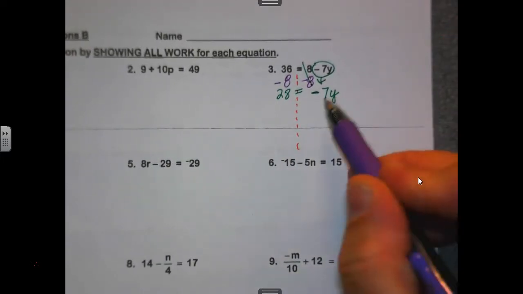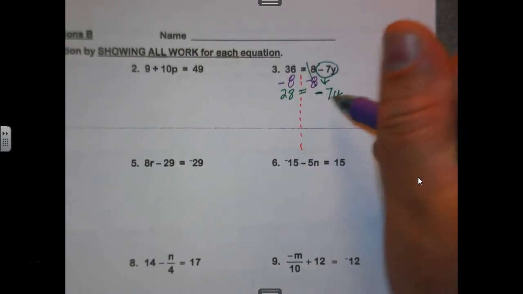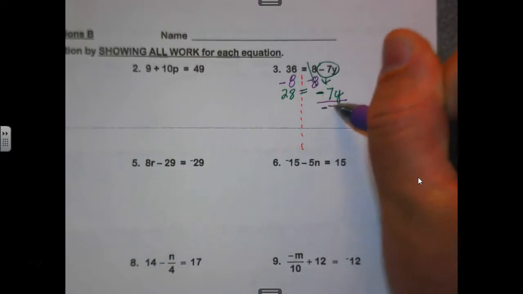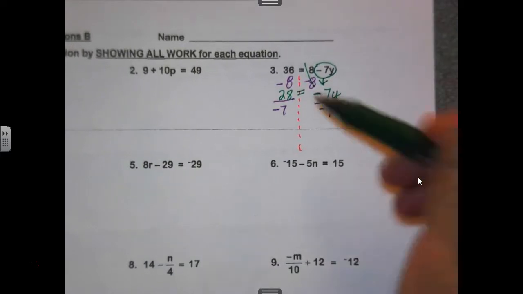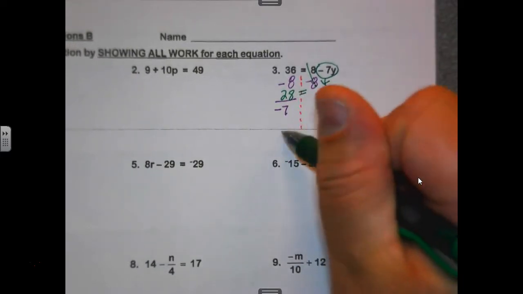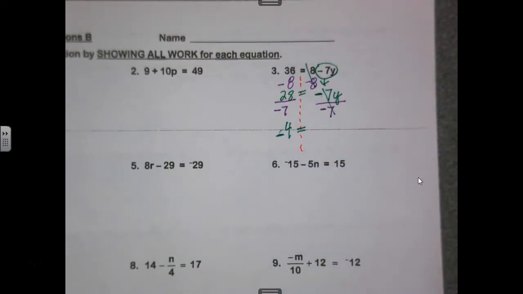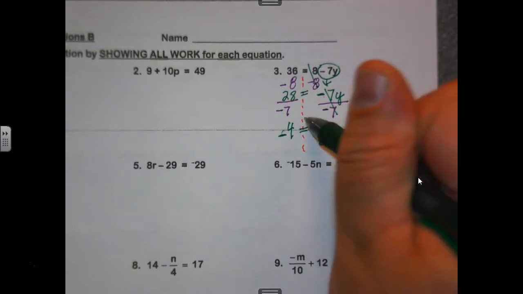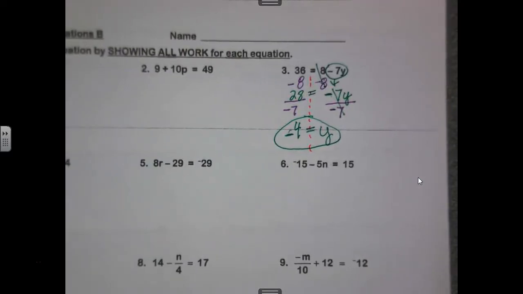Still have to get rid of the minus 7, which is being multiplied to the y. It's my coefficient. So I'm going to divide both sides by the coefficient negative 7. 28 divided by negative 7, negative 4. These negative 7s cancel. 1 times y is just y. Like I said, we've been doing these all last week. The only difference is these have negative signs.